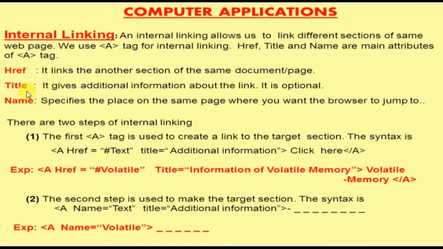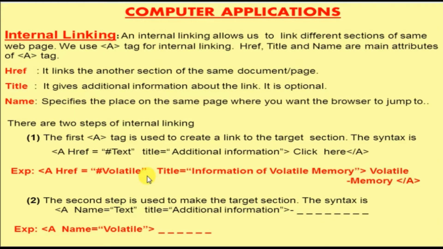Next is title. Title gives additional information about the link. It is optional. Here you can give additional information. Third one is name. It specifies the place on the same page where you want the browser to jump to. So it is the place where you are jumping. Here you will give the section name, the same section name which you are giving in href.